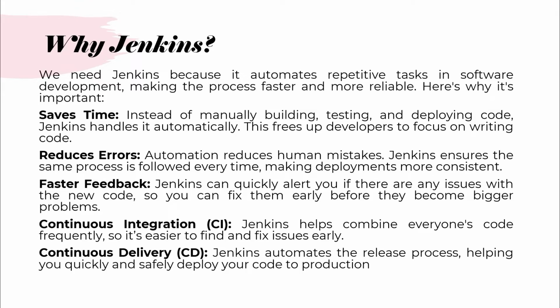So let's see. Saves time: instead of manually building, testing, and deploying code, Jenkins handles it automatically. So this frees up developers to focus on writing the code. Reduces errors: automation reduces human mistakes. Faster feedback: Jenkins can quickly alert you if there are any issues with the new code, so you can fix them early before they become a big problem.